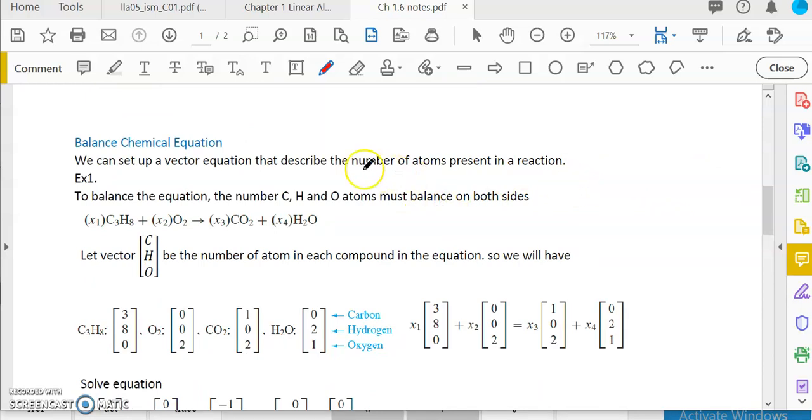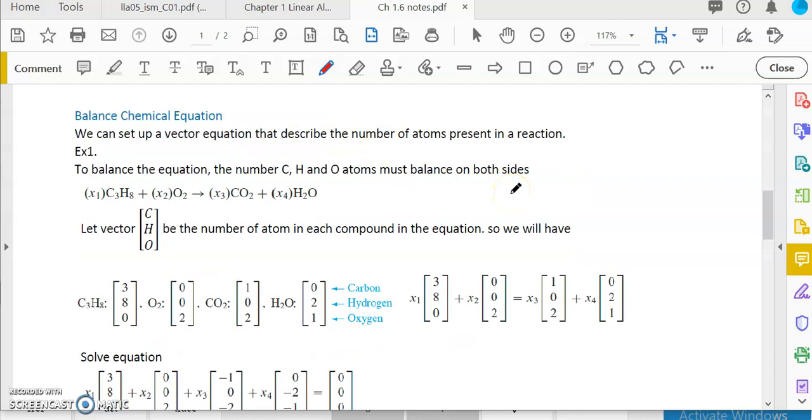The second one is for balancing chemical equations. You might have learned this in chemistry, and it's quite difficult when you have a lot of molecules added together to produce more molecules. But based on conservation of matter, the number of atoms on two sides must balance. So we would construct a matrix, construct vectors.